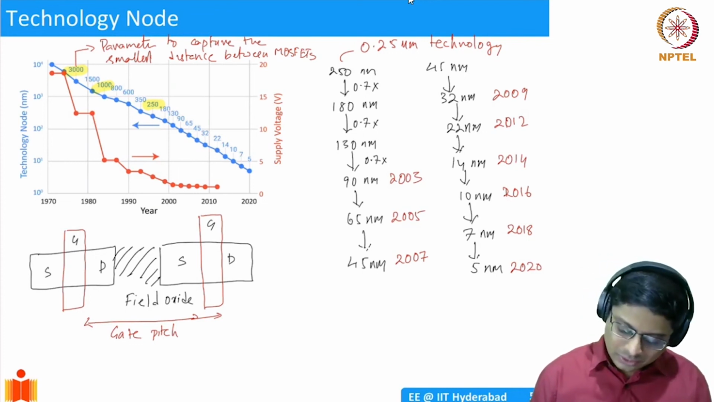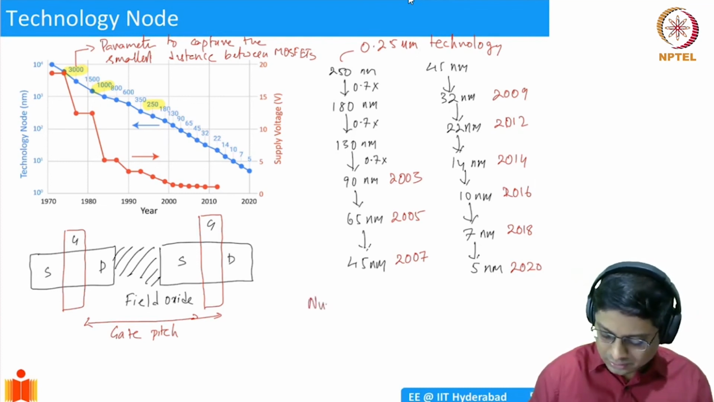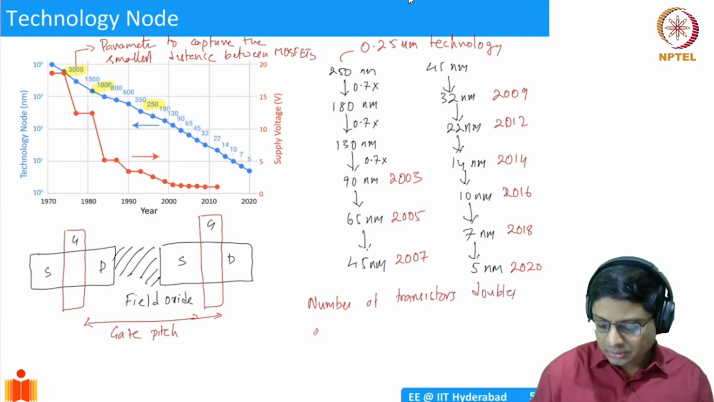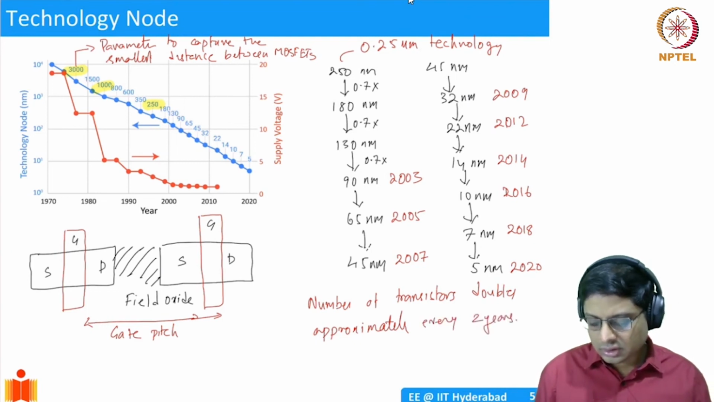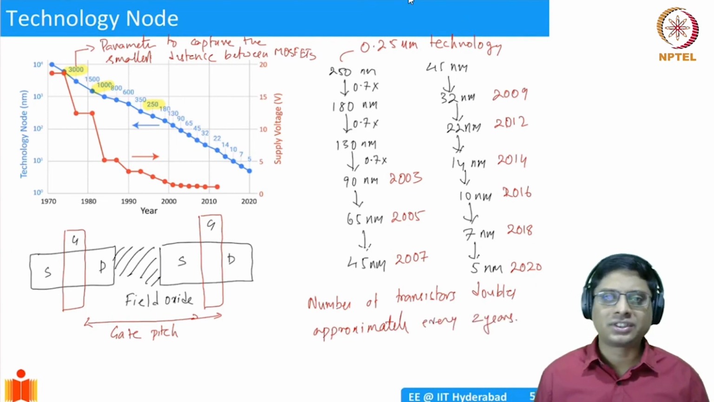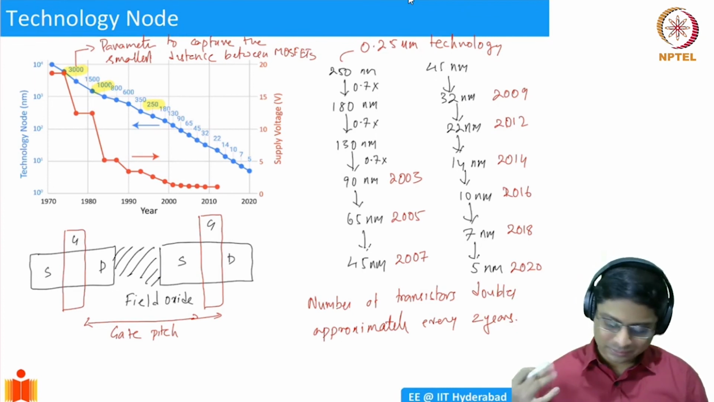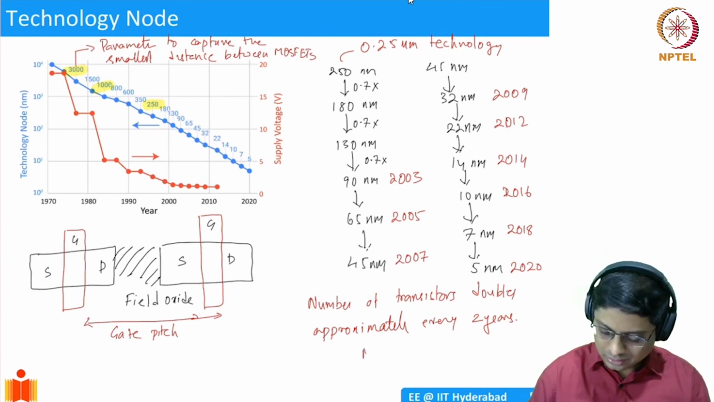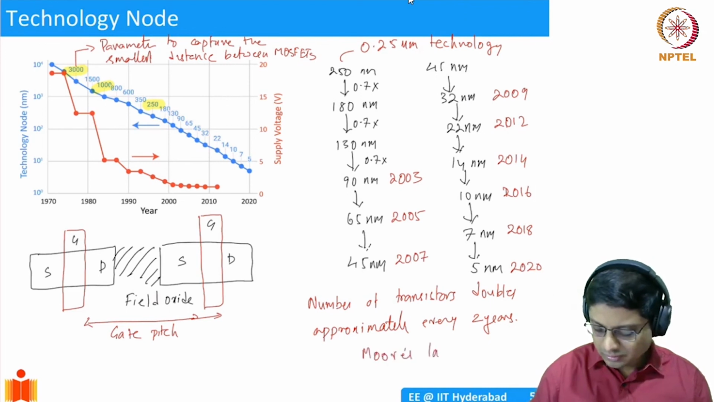Okay, so essentially, the number of transistors doubles approximately every 2 years. Or the effective performance of the transistors doubles every 2 years. All right. So this is what is known as technology scaling and Moore's law. Okay. This is Moore's law.